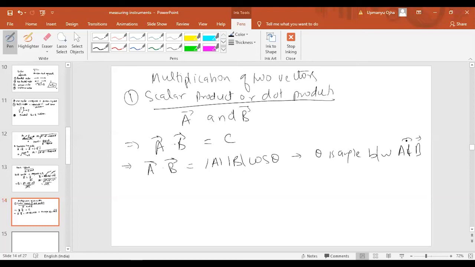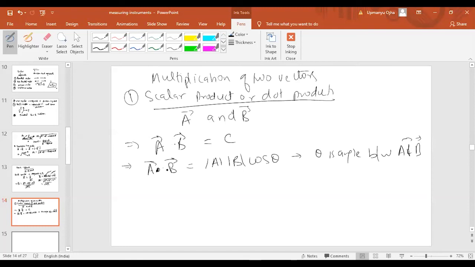Theta is the angle between A and B vector. So the dot product A dot B is given by mod of A into mod of B cos theta. By mod, wherever I'm writing the mod, it means that I am finding the magnitude of the A. So mod means magnitude of the A. So A dot B is equal to mod of A mod of B cos theta. So this is a scalar product of A dot B.